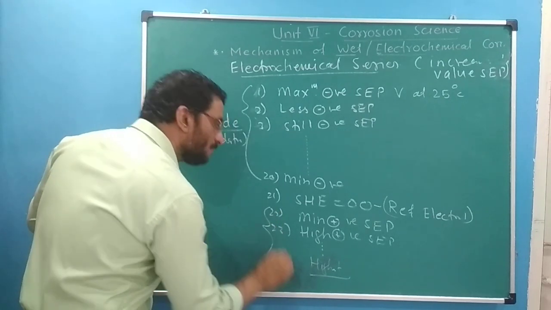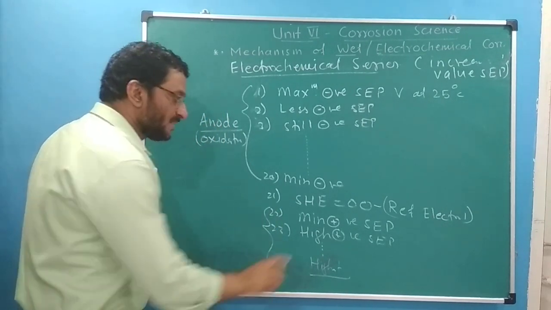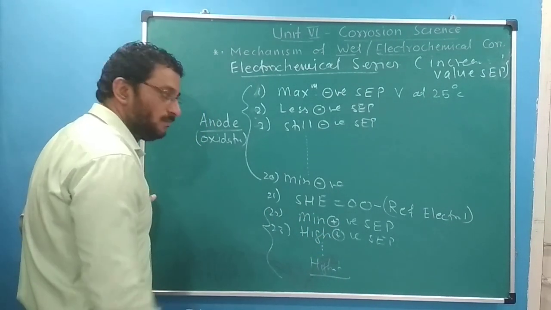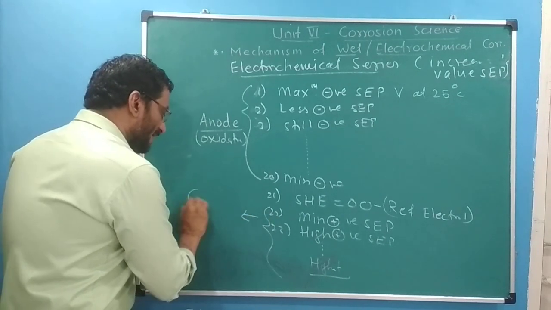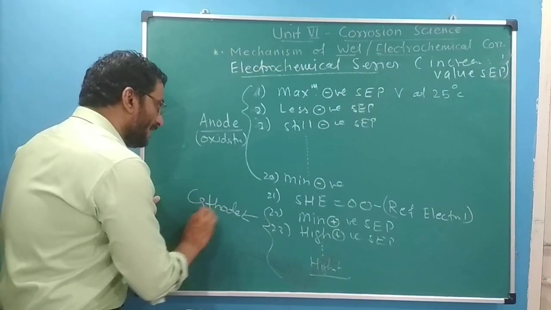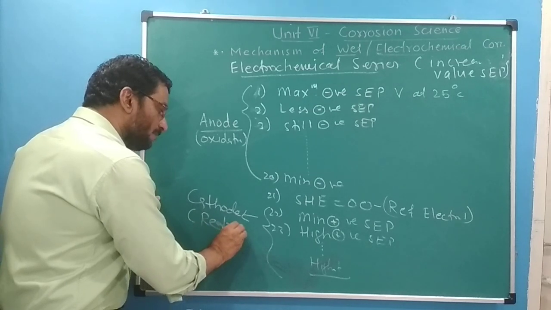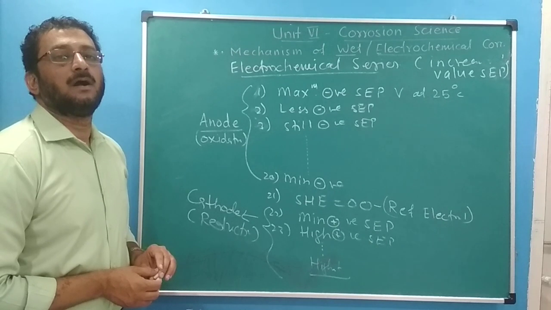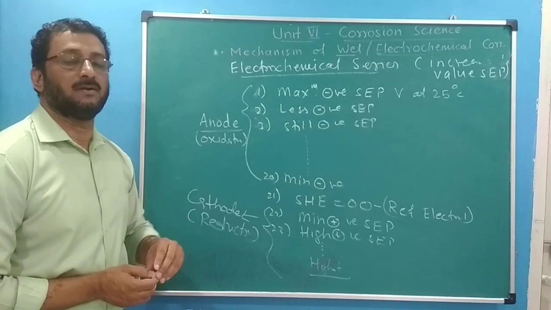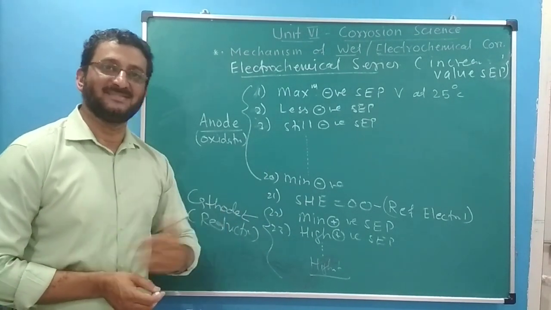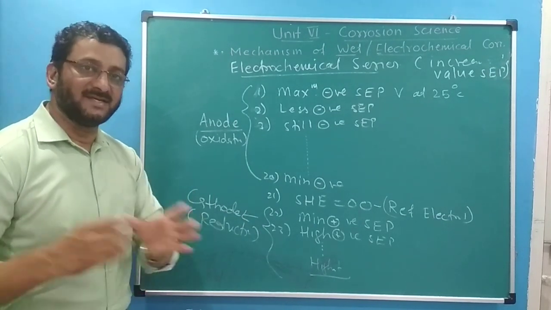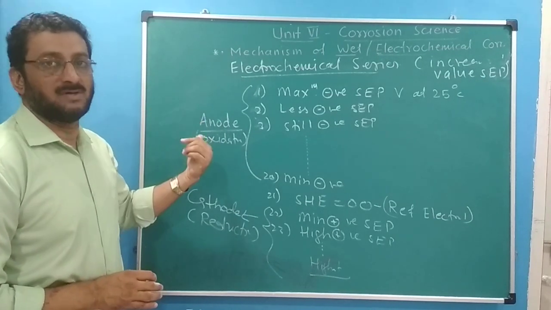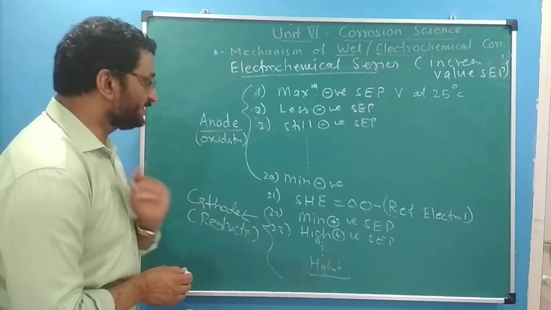All the elements placed below SHE, below the reference, having increasing positive value of SEP, prefer to work as the cathode part of the cell, and the cathode part never puts up a loss. They always undergo reduction, gain of electrons. Coming to the classroom is gain of electron. One who is sitting in the classroom never puts up a loss. One going out of the classroom may put up a loss. Roughly like this, isn't it? So this is the first information.